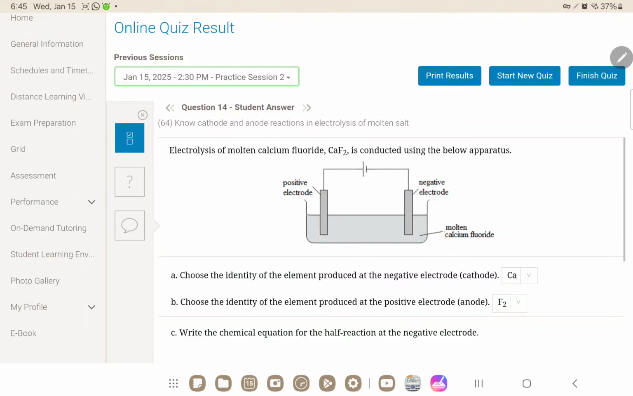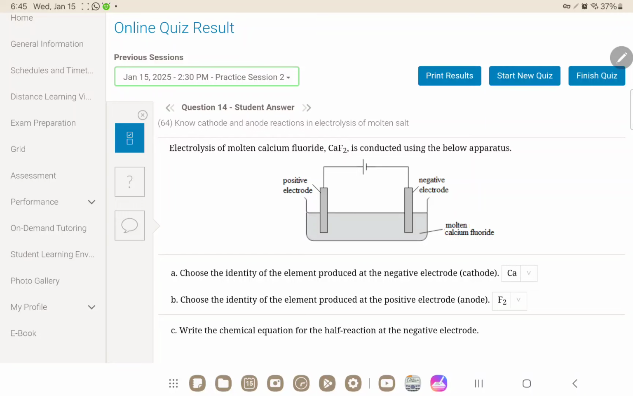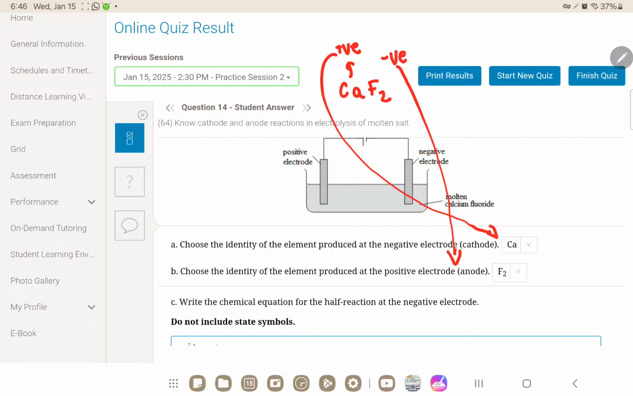Here we have chapter 4. So we have molten calcium fluoride. When it's molten, we know that at the anode and at the cathode, you're gonna find the elements themselves. So since it's CaF2, this is the cation. So the positive ion, it's gonna go to the cathode because positive cations go to the cathode, which is the negative electrode. And F2 is the negative, it's the anion, so it's going to go to the anode, which is the positive electrode. And that's how you find it.